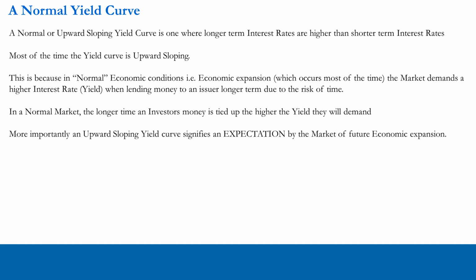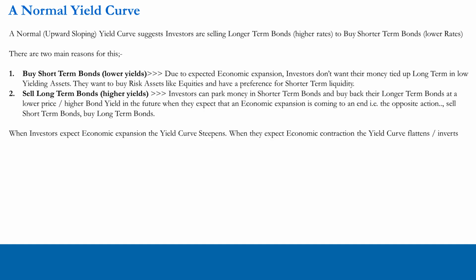And most importantly, an upward sloping yield curve signifies an expectation by the market of future economic expansion. So on a relative basis, what does this actually suggest? Well, a normal yield curve, so an upward sloping curve, suggests that investors on a relative basis are selling longer term bonds. So there's higher rates, okay, to buy shorter term bonds. And because of the buying, there's lower rates, okay. So there's two main reasons for this.